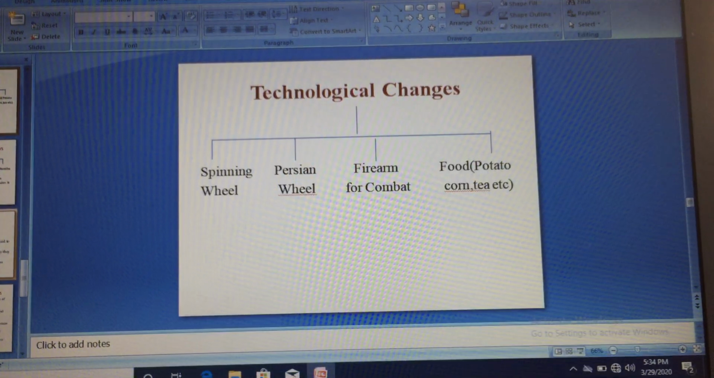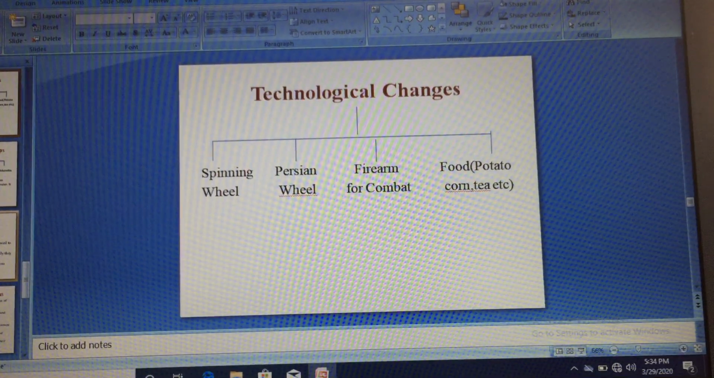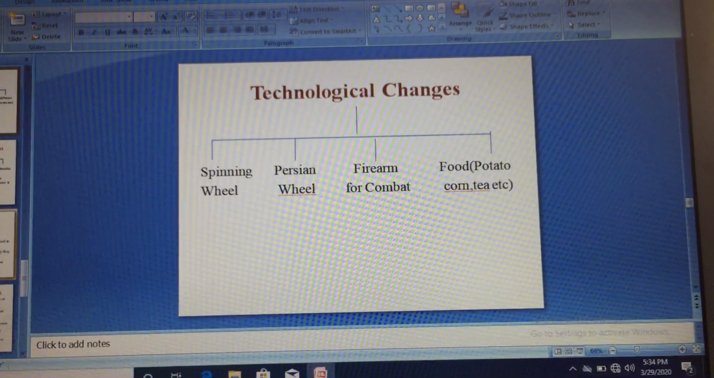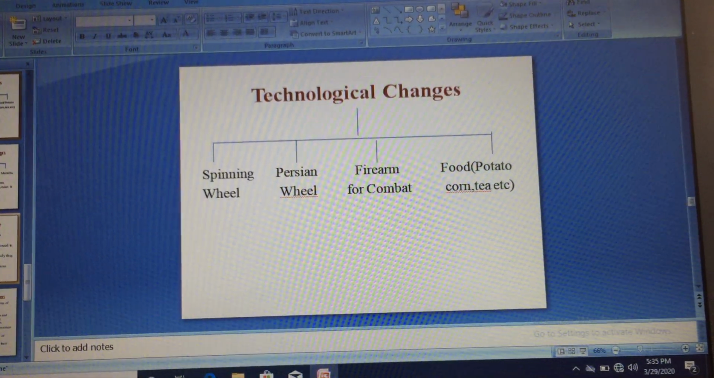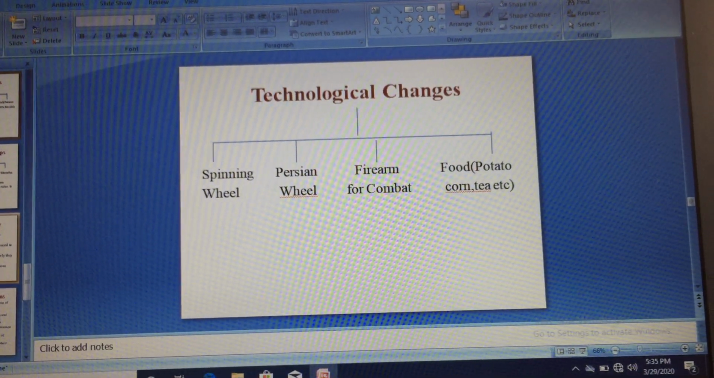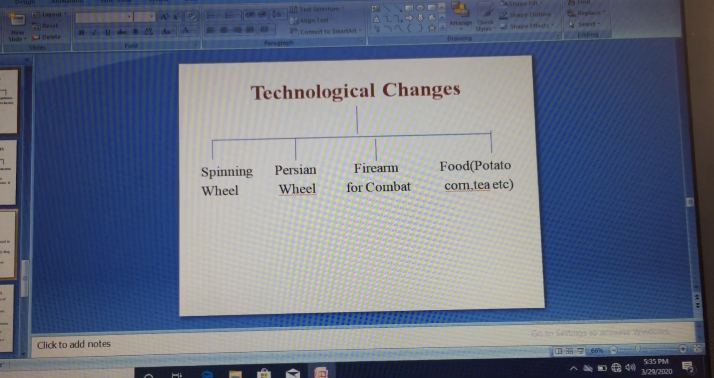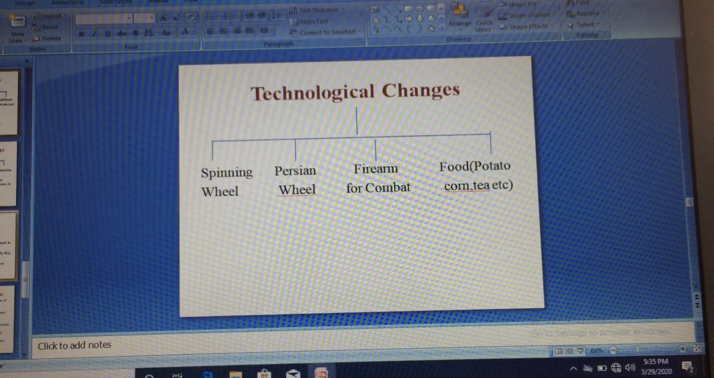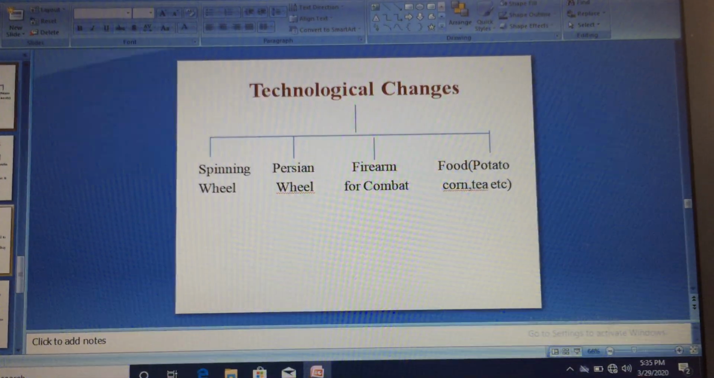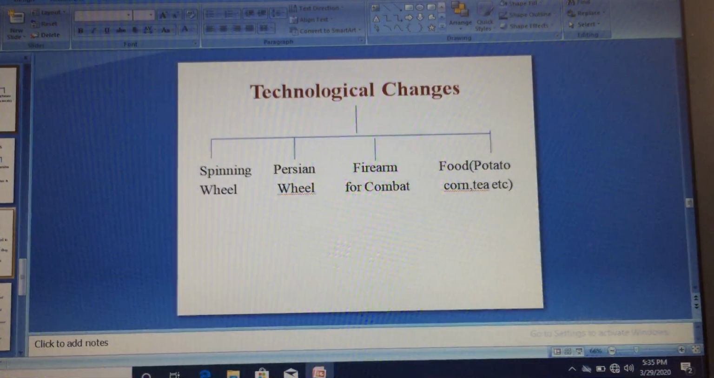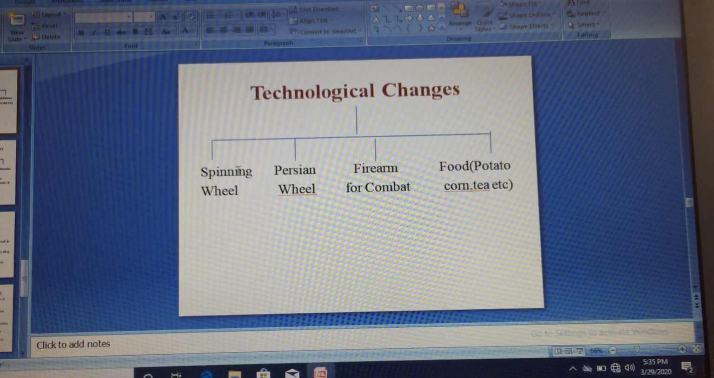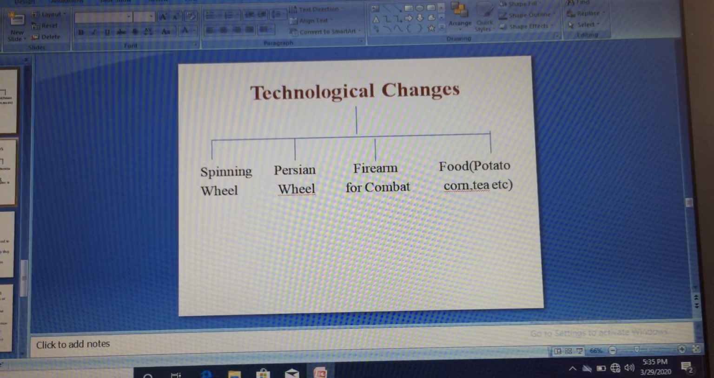So the technological changes include the spinning wheel, Persian wheel, firearm combat, and food. The spinning wheel was invented in the medieval period. The Persian wheel, which helped in irrigation, was also invented in the medieval period. The spinning wheel was used in the textile industry. Firearms started being used in the medieval period, and new crops like potato and corn all came to India during this time frame. So these were a few technological changes which took place in this time frame.